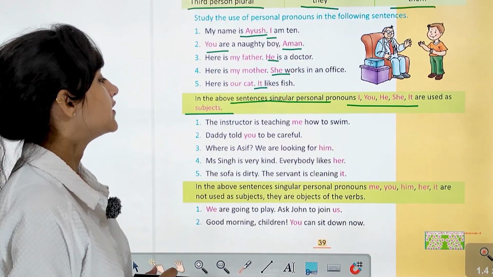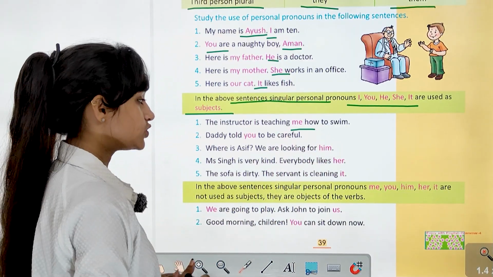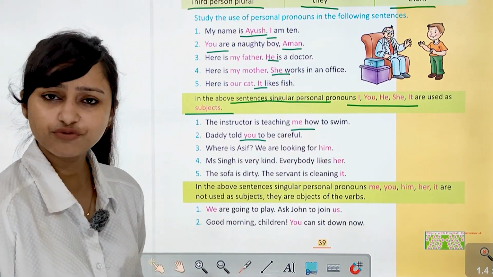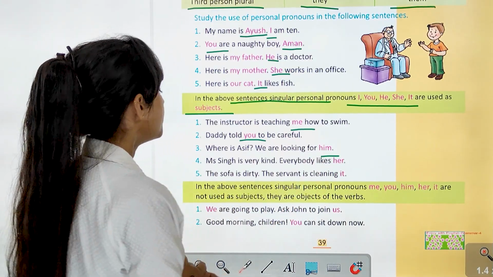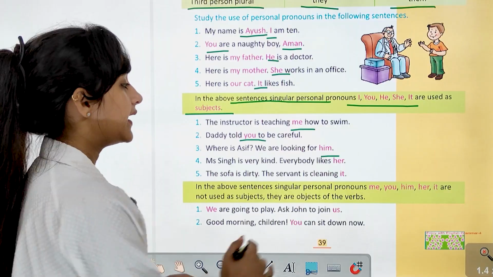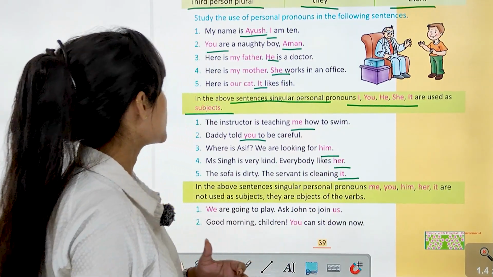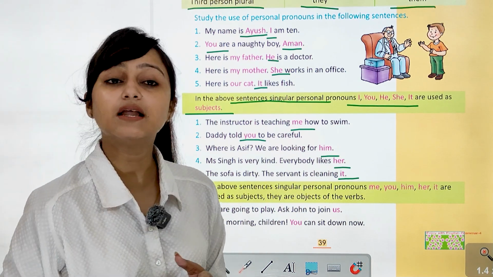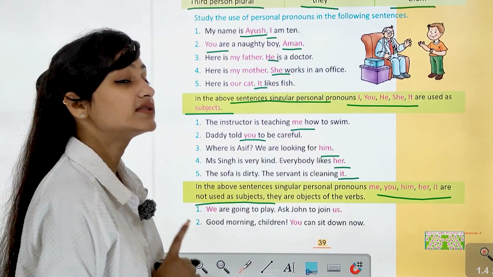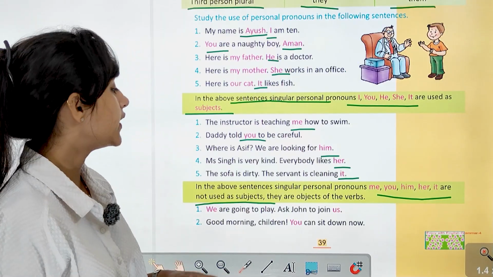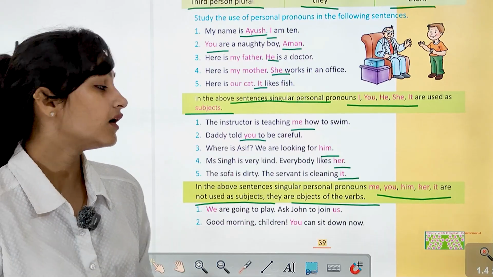Next sentences. The instructor is teaching me how to swim. Daddy told you to be careful. Where is Asif? We are looking for him. Miss Singh is very kind. Everybody likes her. The sofa is dirty. The servant is cleaning it. So in the above sentences, the singular personal pronouns me, you, him, her, it are not used as subject. ये subject की तरह use नहीं हुए. ये क्या है? Object है verb के. These are the object of the verb.